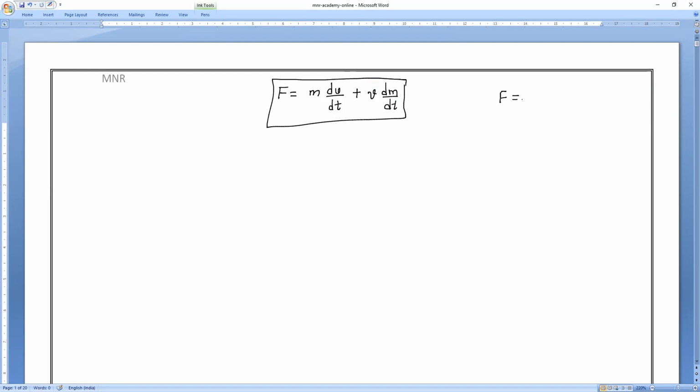We all know that F equals ma, which does not always remain true, but this is the one which always remains true. That is what we have done. Am I right or wrong? Yes, all of you, sir.